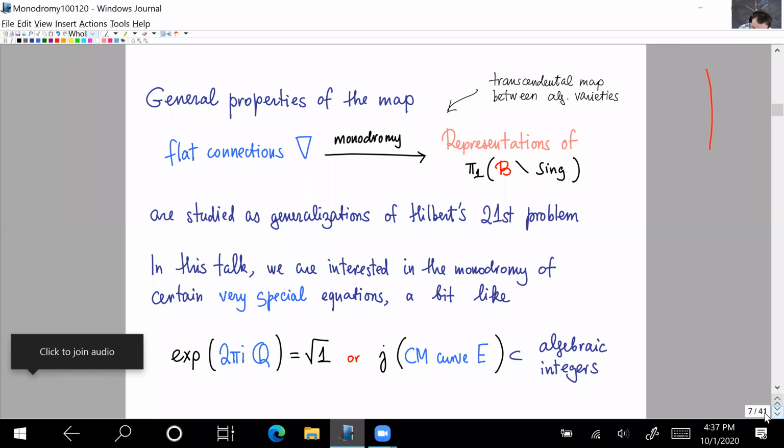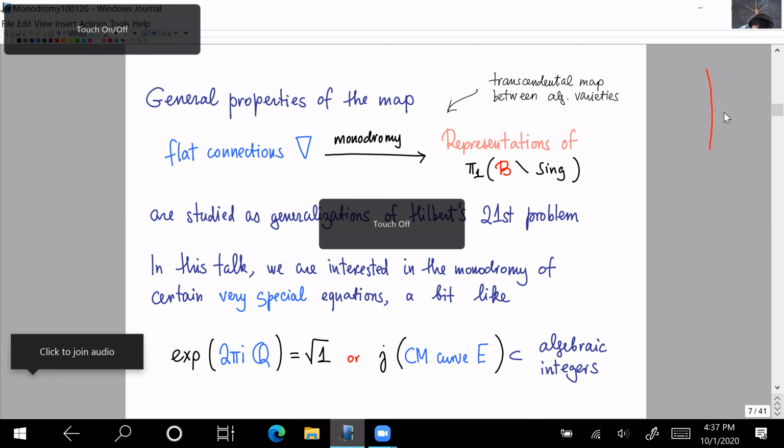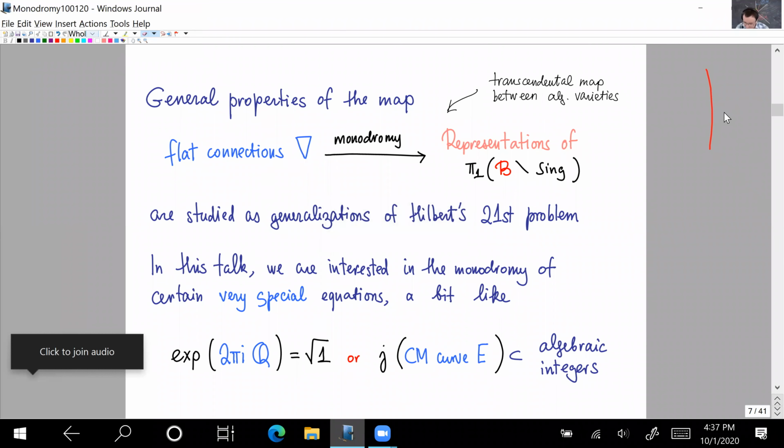Interesting. I'm not sure where that came from. Let me erase it. I have some funny mark on my screen. Okay, well, anyway, somehow it appeared there. I don't think it's disturbing the presentation.